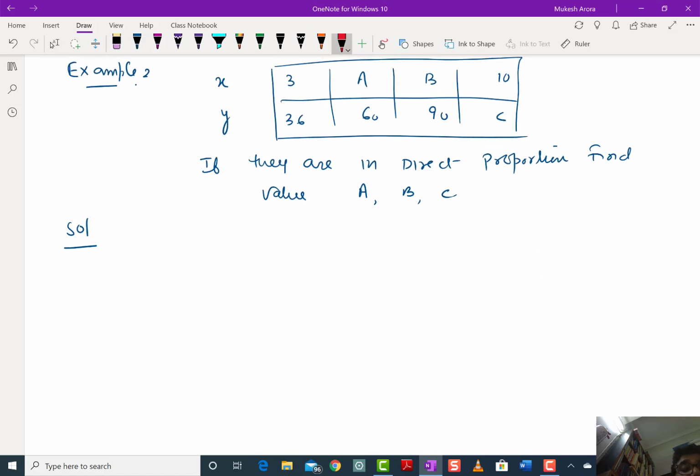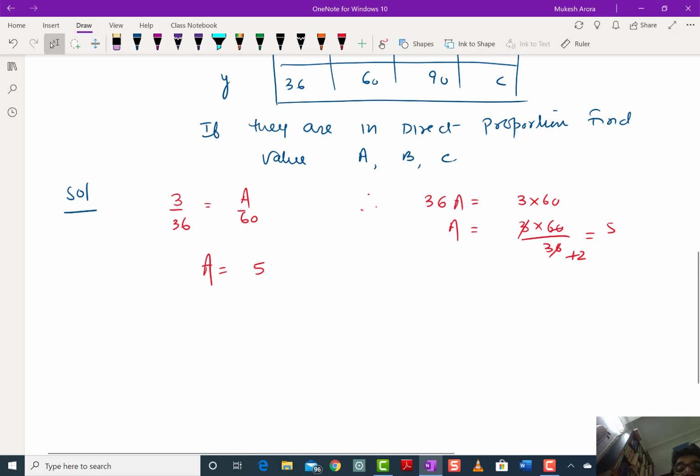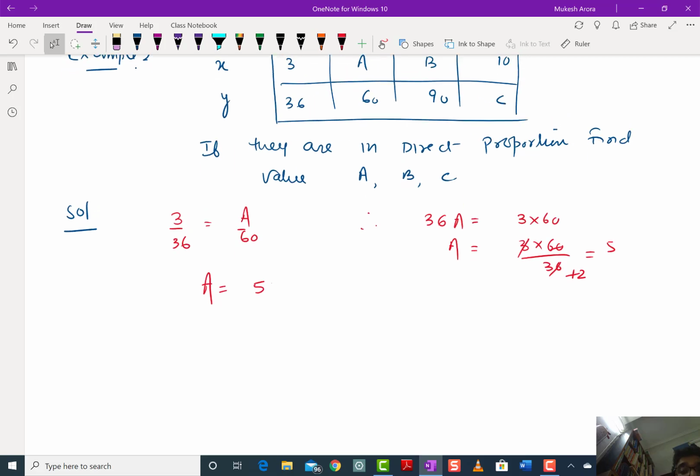That means 3 by 36 will be equal to a by 60. 3 by 36 is equal to a by 60, or cross multiplication, 36a is equal to 3 into 60. a is equal to 3 into 60 by 36. This is 12 and this is 5. So the value of a is equal to 5.